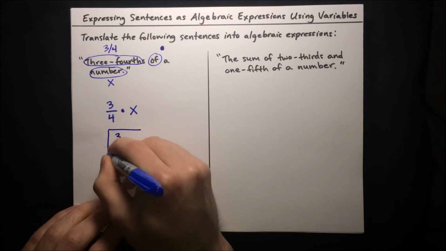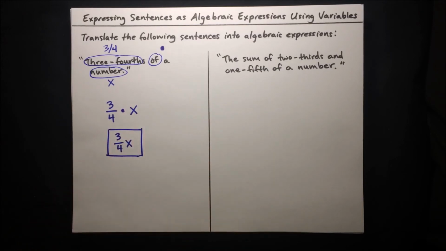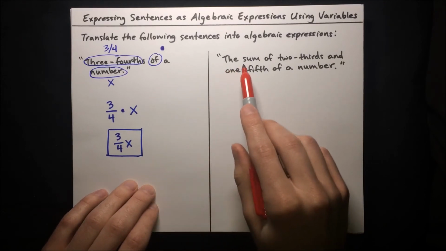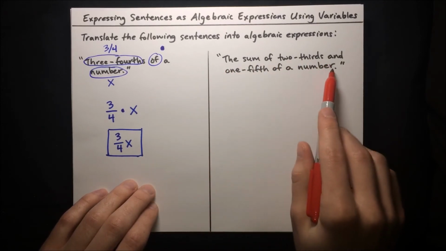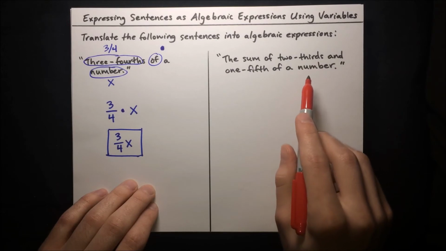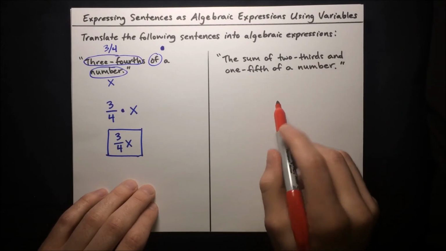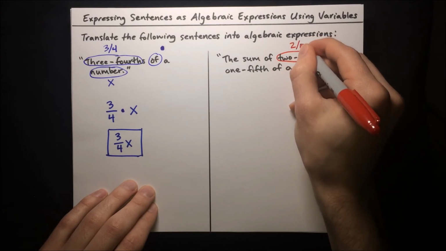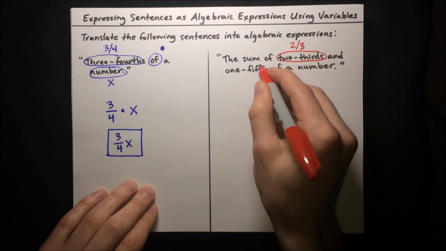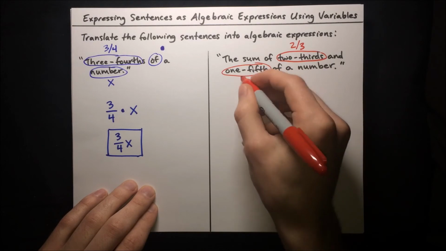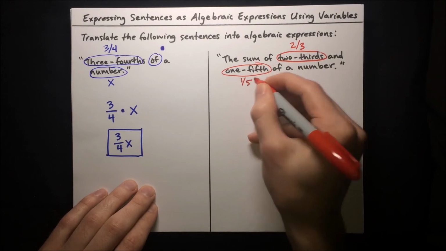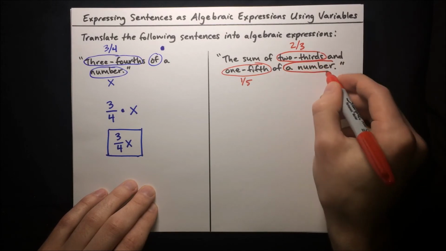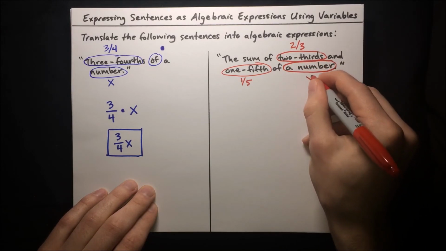So let's just use that, 3/4 x. Our sentence on the right here is a little bit more complex, the sum of 2/3 and 1/5 of a number. So let's just assign some numbers and symbols here. So 2/3, that's just the fraction 2 divided by 3, and 1/5 is just the fraction 1 over 5. And then of a number, well, a number, we can just call that a variable. We'll have a placeholder x.